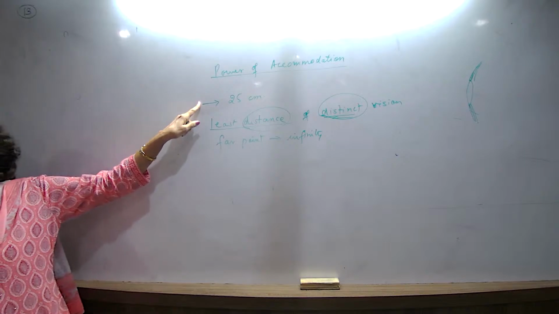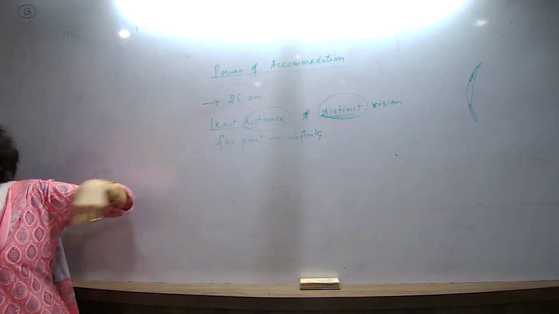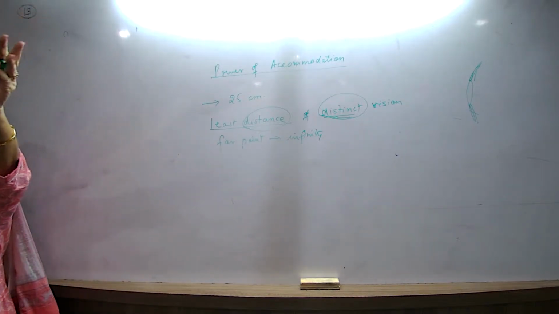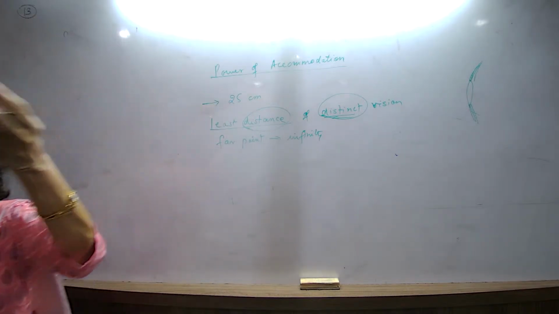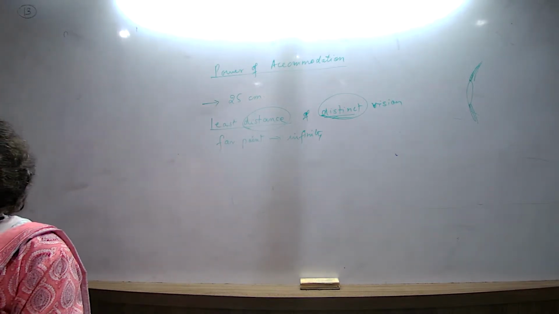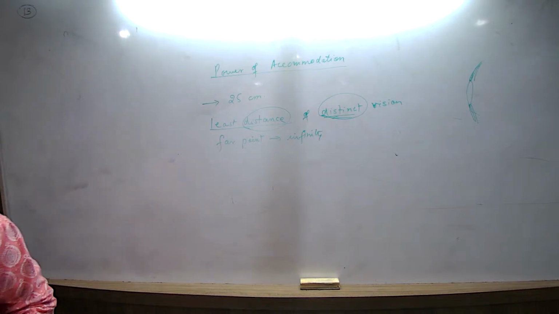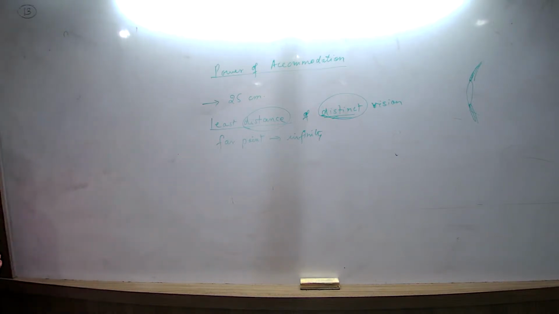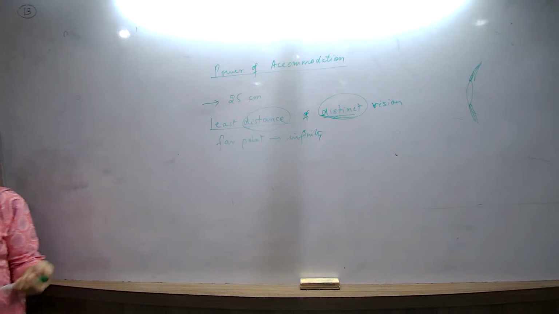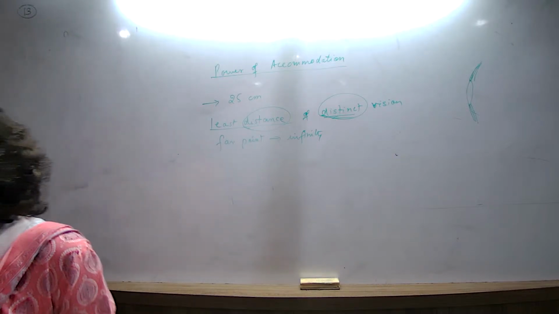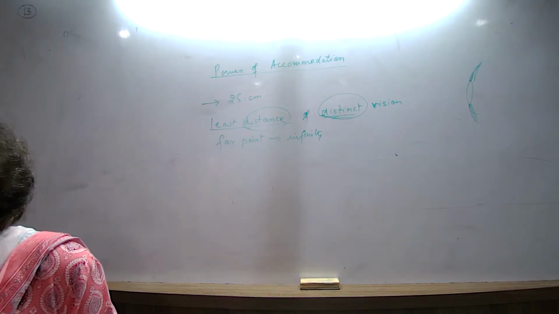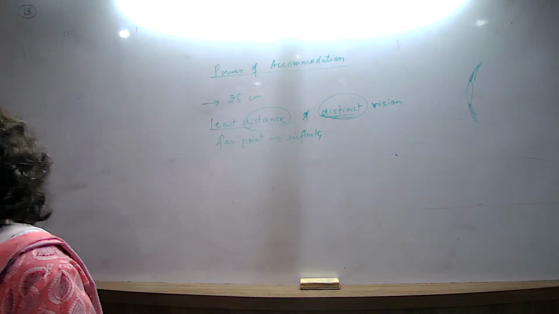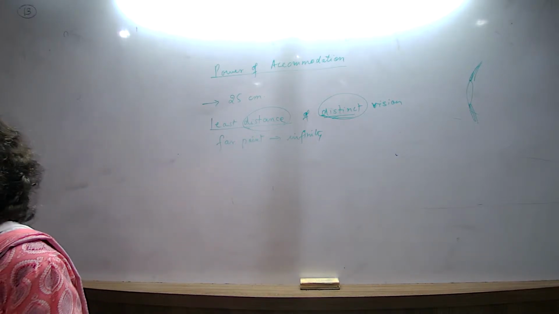So what is the least distance of distinct vision? It is 25 centimeters. And what is the far point? Far point is how far can you see? It is going to be infinity. You can see any object which is at infinity. This is of course for a normal eye. Obviously the human eye also has certain aberrations and problems. That is when we have to use lenses. It could be a concave lens, a convex lens, or even a bifocal lens and so on, which we are going to study in the next class. We are talking about myopia, hypermetropia and so on.